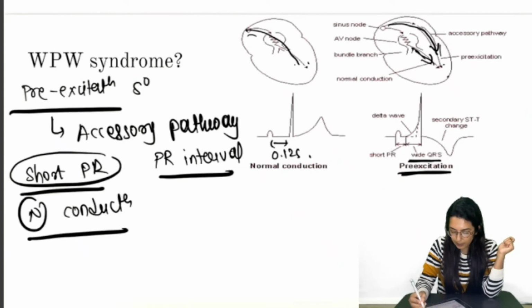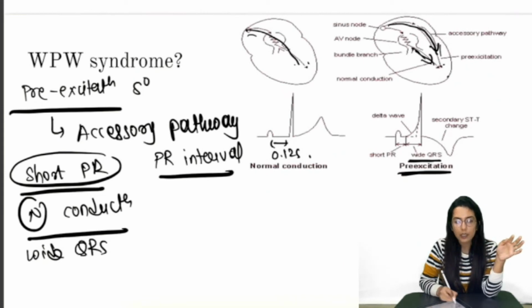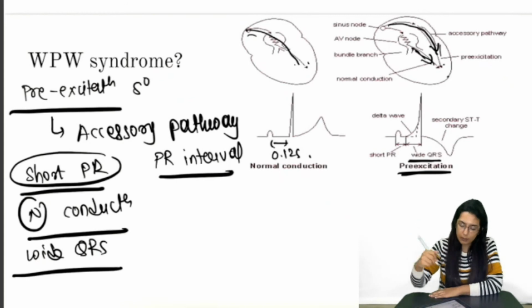So there will be a short PR interval, and a wide QRS because it is not following the normal pathway. The normal conduction pathway is the Purkinje fibers, as I told you before. Those are the fastest conducting fibers. If the impulse does not follow this, it can lead to a wide QRS because it takes more time for the impulse to travel through the normal ventricular myocytes.